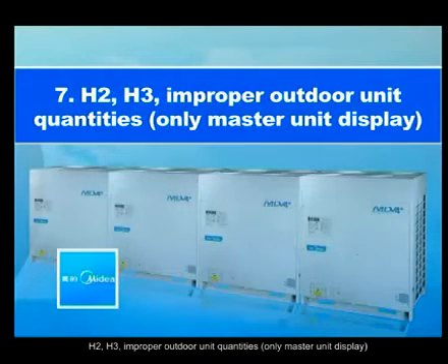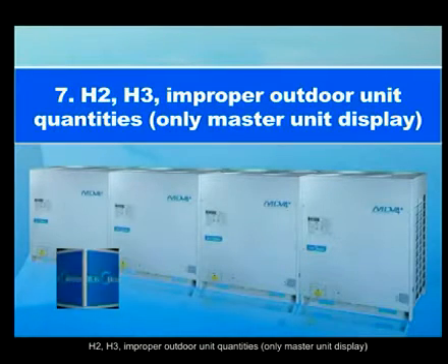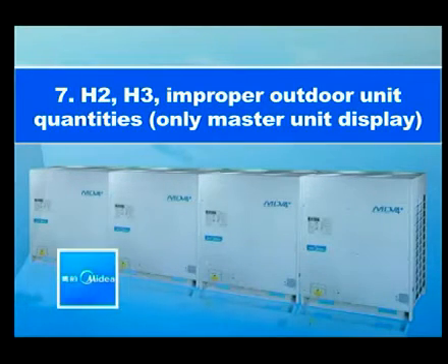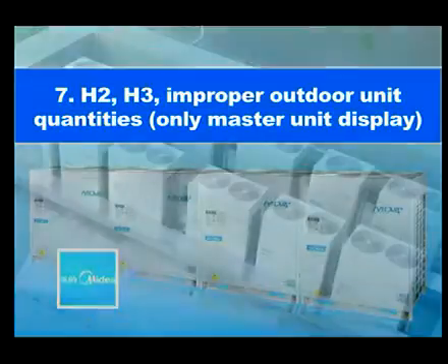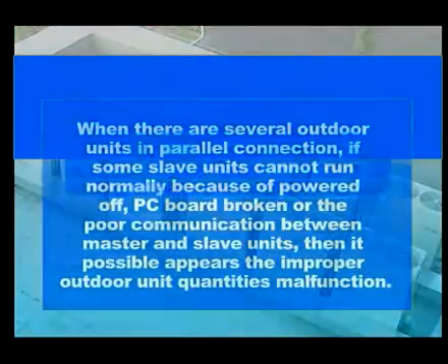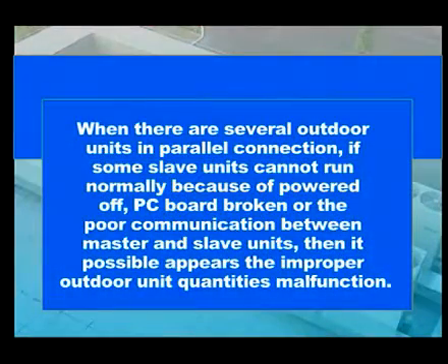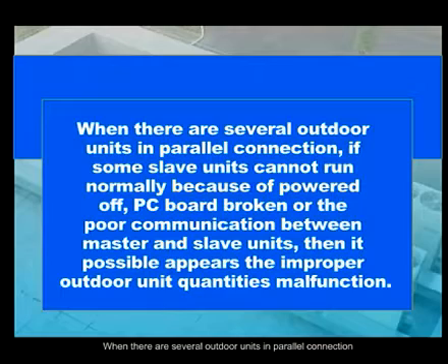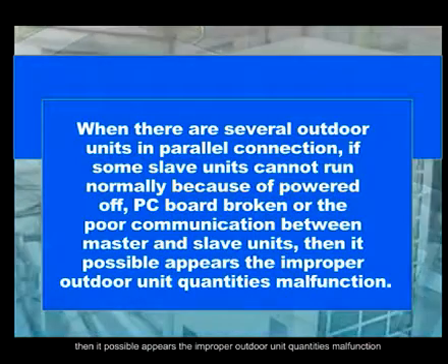H2, H3 improper outdoor unit quantities. Only master unit display. When there are several outdoor units in parallel connection, if some slave units cannot return normally because of powered off, PC board broken, or the poor communication between master and slave units, then it is possible the improper outdoor unit quantities malfunction appears.